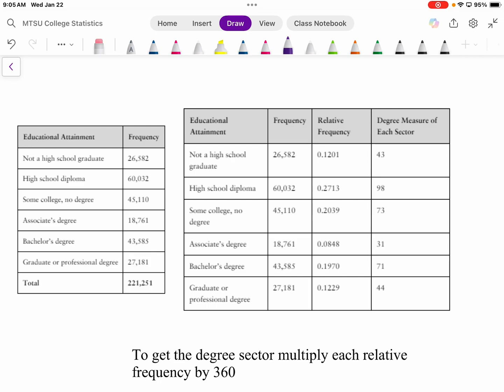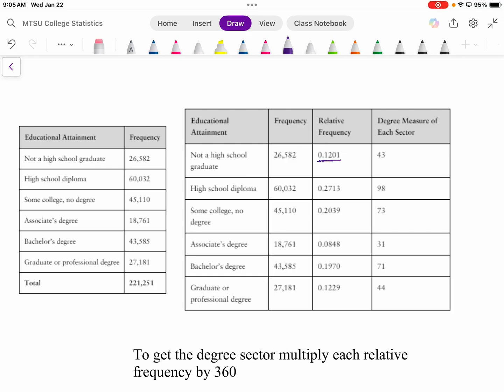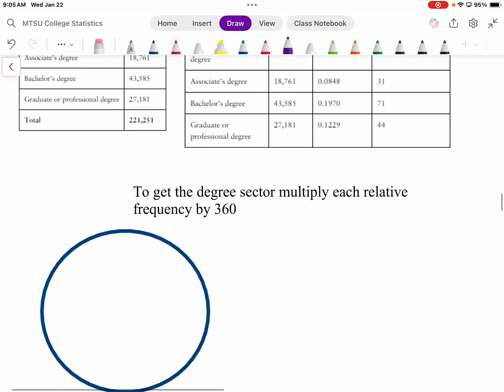We need to take each of these relative frequencies and multiply it by 360. Whoops, that's a 0.1201 and then times 360. And that gives us roughly 43. So I went ahead and did that for you. Now I have an open circle down below where you get to draw a pie chart, is what you get to go through and do.